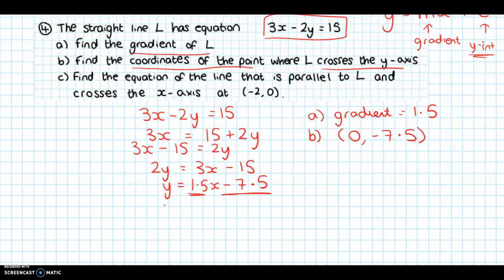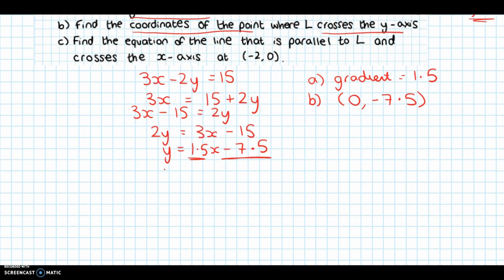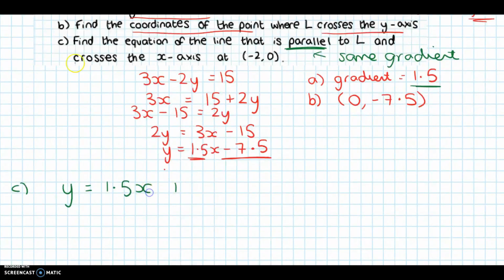Okay, then part C says find the equation of the line that is parallel to L and crosses the x-axis at minus 2, 0. So if two lines are parallel, that means they have the same gradient. So our new line that we're looking at must have the same gradient as this one of 1.5. So I know that I can write y equals 1.5x plus c. The gradient must be 1.5.